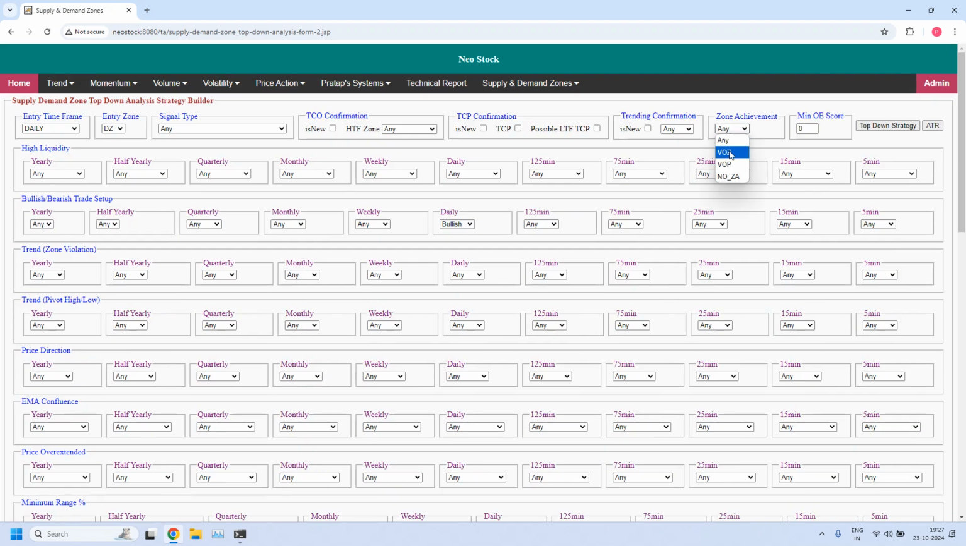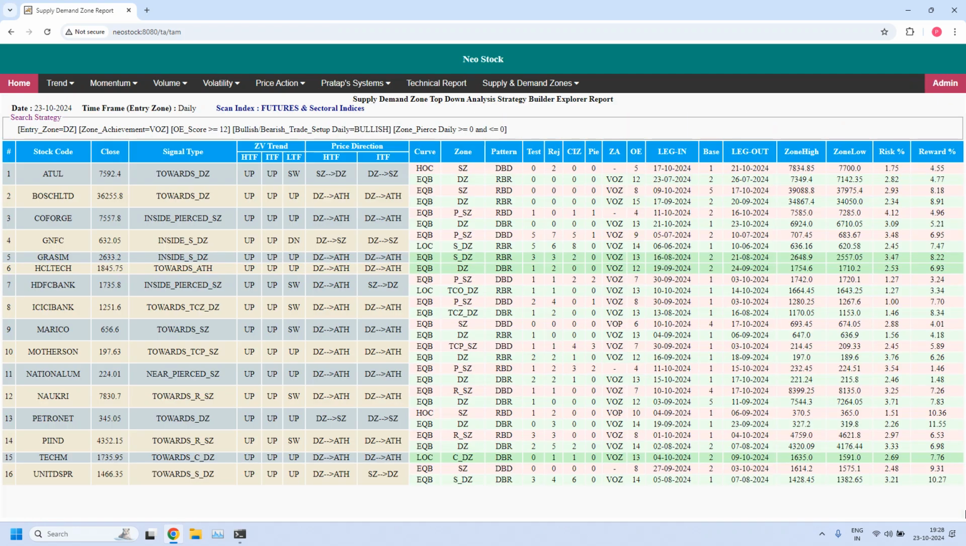Zone achievement should always be violated opposing zone. Minimum odd and enhancer score should be 12. All the 3 filters are applied to daily demand zone. Now let's filter the stocks. 16 stocks are filtered. That means all these 16 stocks are currently supporting bullish trade setup for monthly income trade, that is entry time frame daily. All these are daily demand and supply zones. In bullish trade setup, always look into the demand zone, not supply zone. Never take supply zone trade in bullish trade setup.